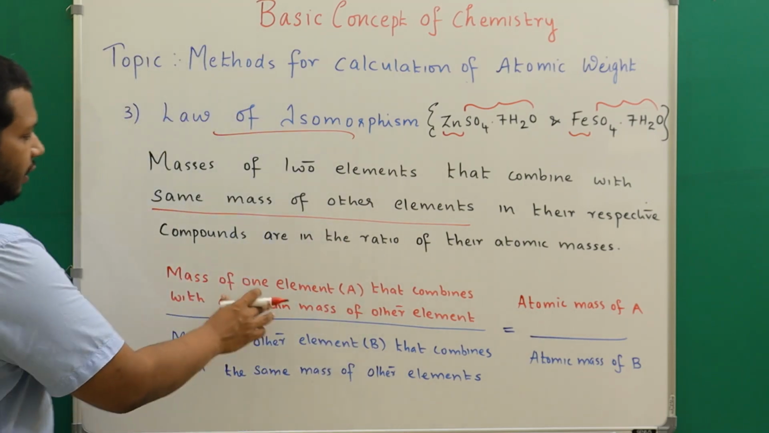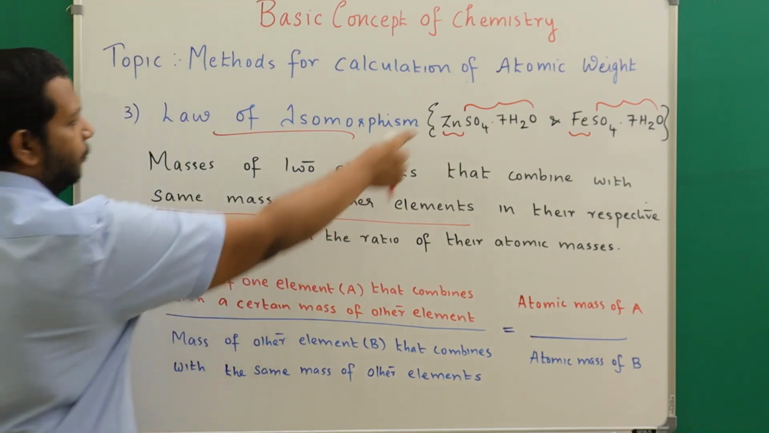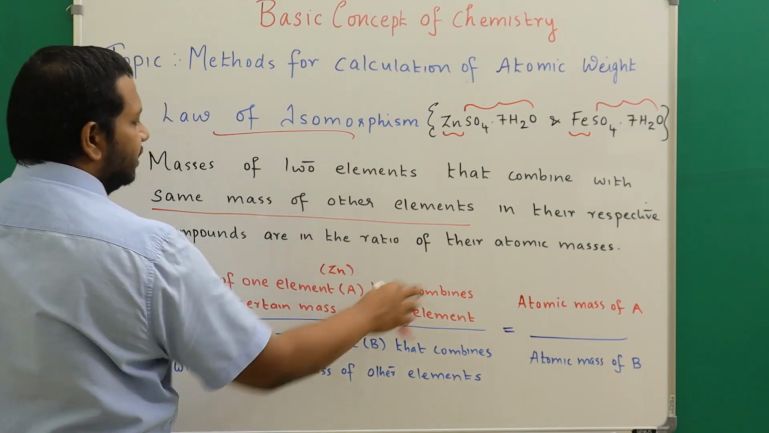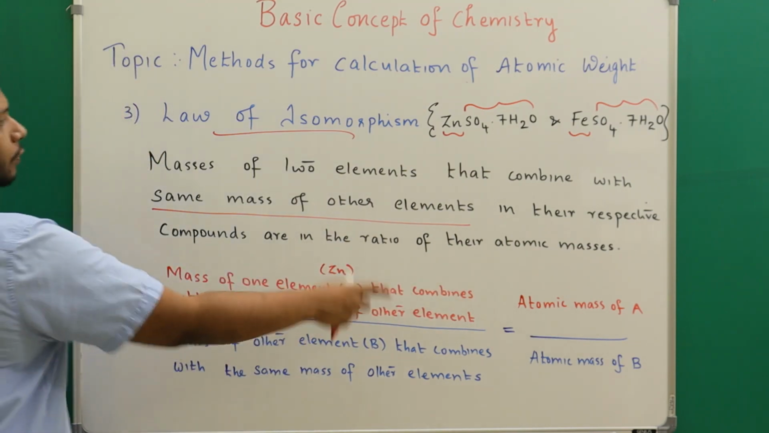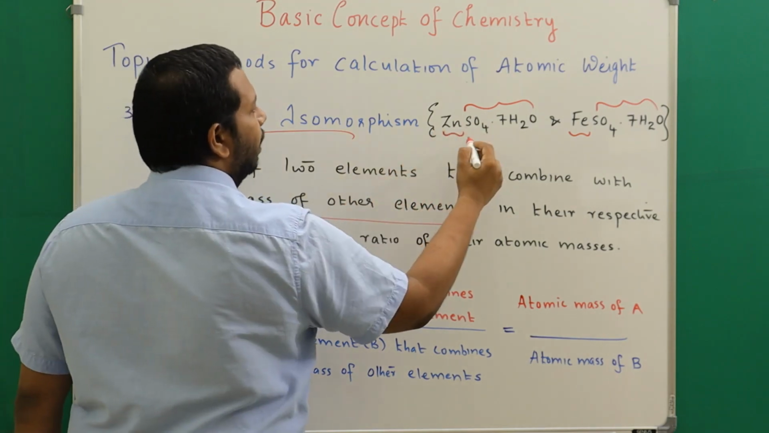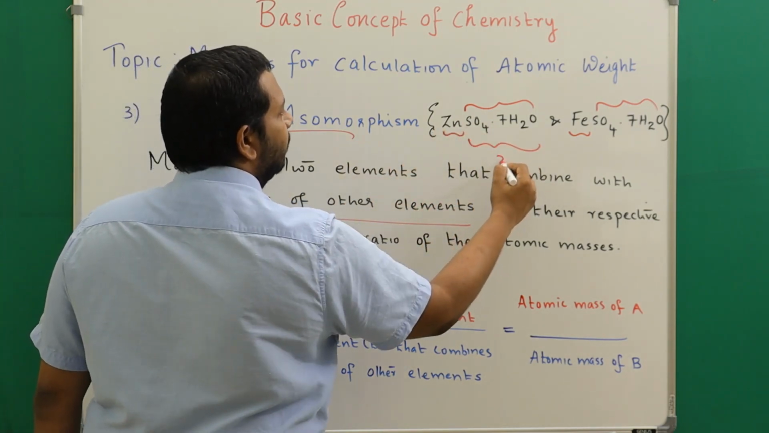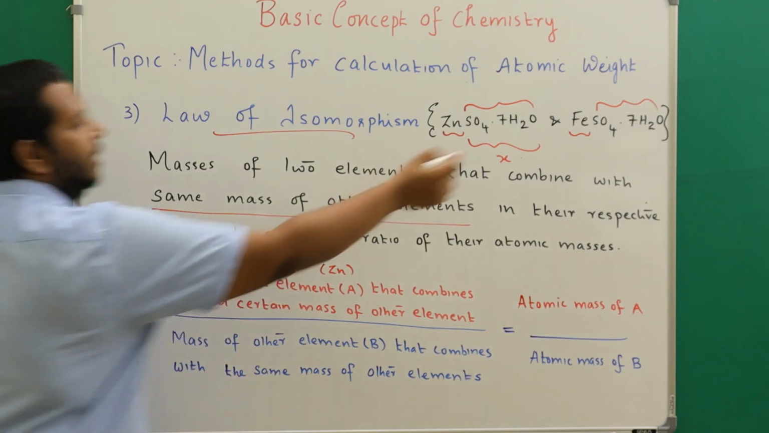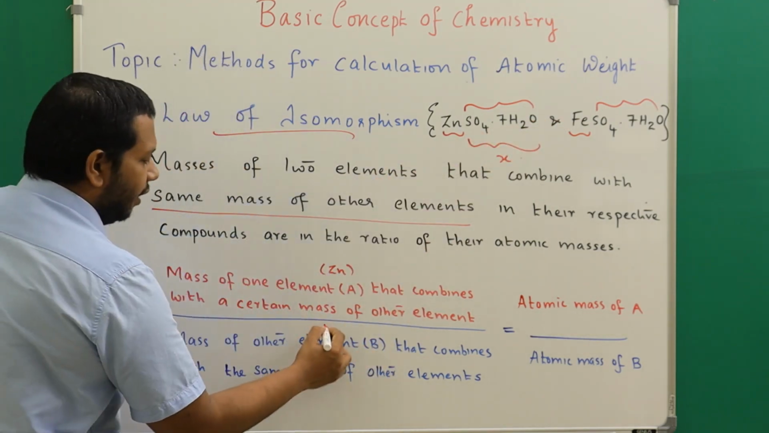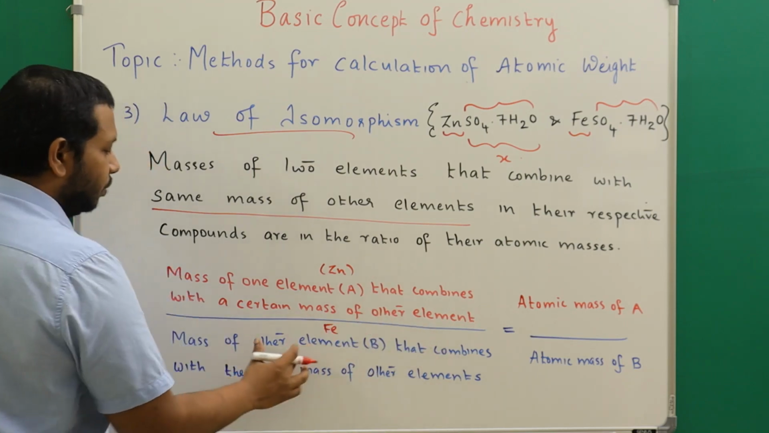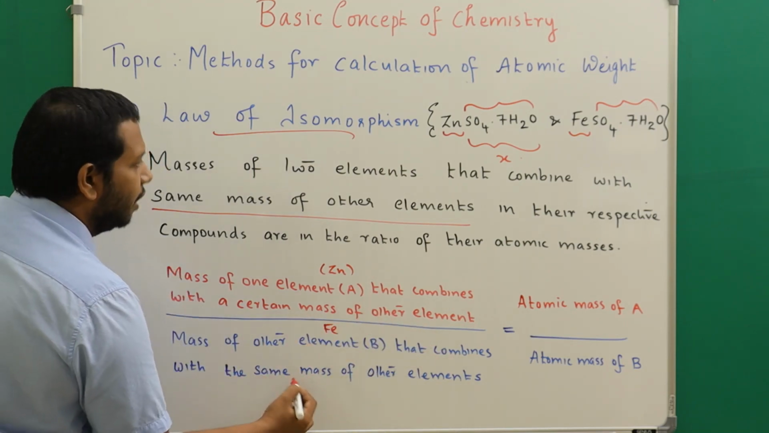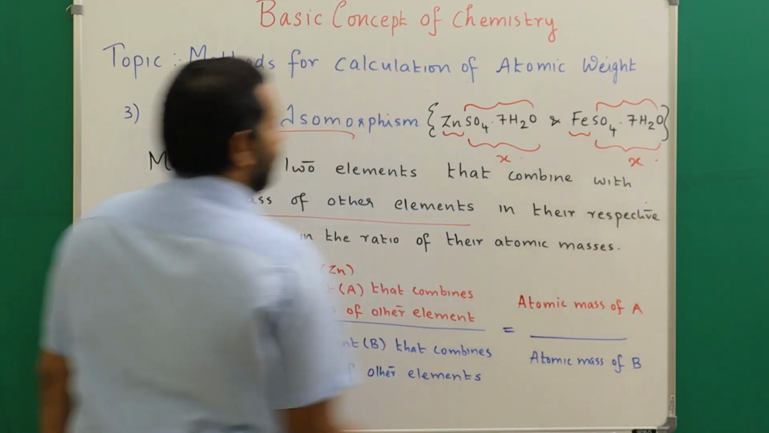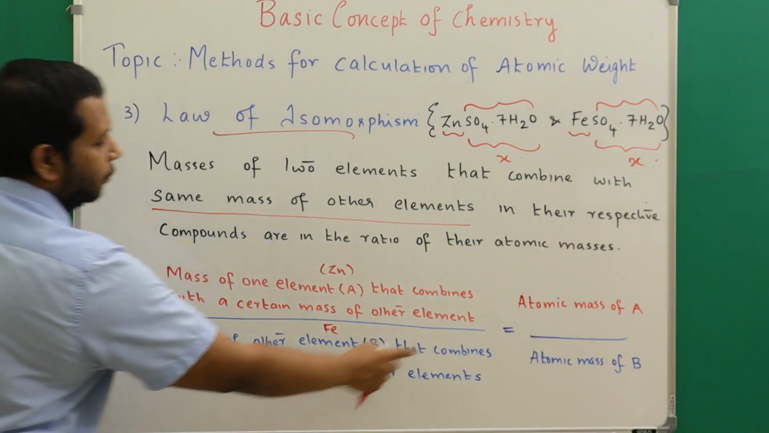Okay, now if you see here, the mass of one element, for example element A, let it be zinc, that combines with a certain mass of the other element. There will be some fixed mass for this much. I can say let it be X. Then divided by the mass of the other element B, that is iron, that combines with the same mass. Then the same mass means this should also be X. So that combines with the same mass of the other element.